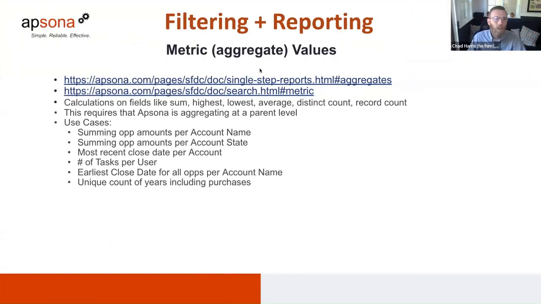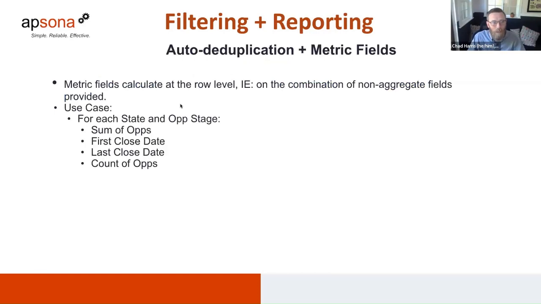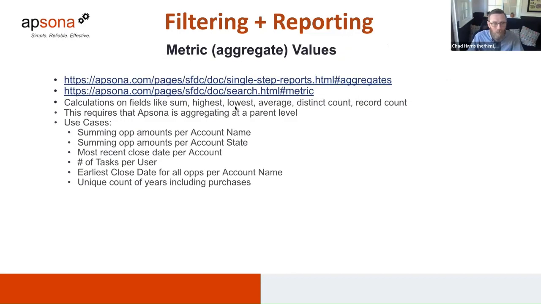So what are metric fields or aggregate fields? Basically, I like to think of them as roll-up fields. They are calculations that are done live in the report that can sum, provide the highest value, the lowest value, the average value, a distinct count, a record count. It's the ability to aggregate data at a parent level. And that's a concept I want to drive home, that in order to use a metric field, you really need a parent to group that data under, which I'll exemplify in just a second.